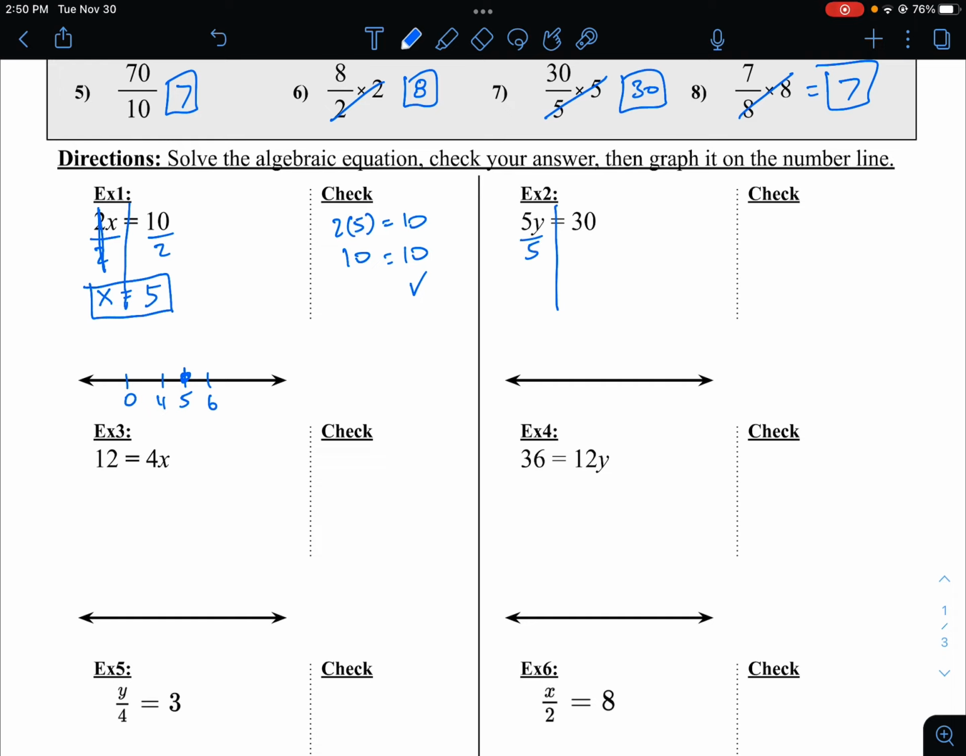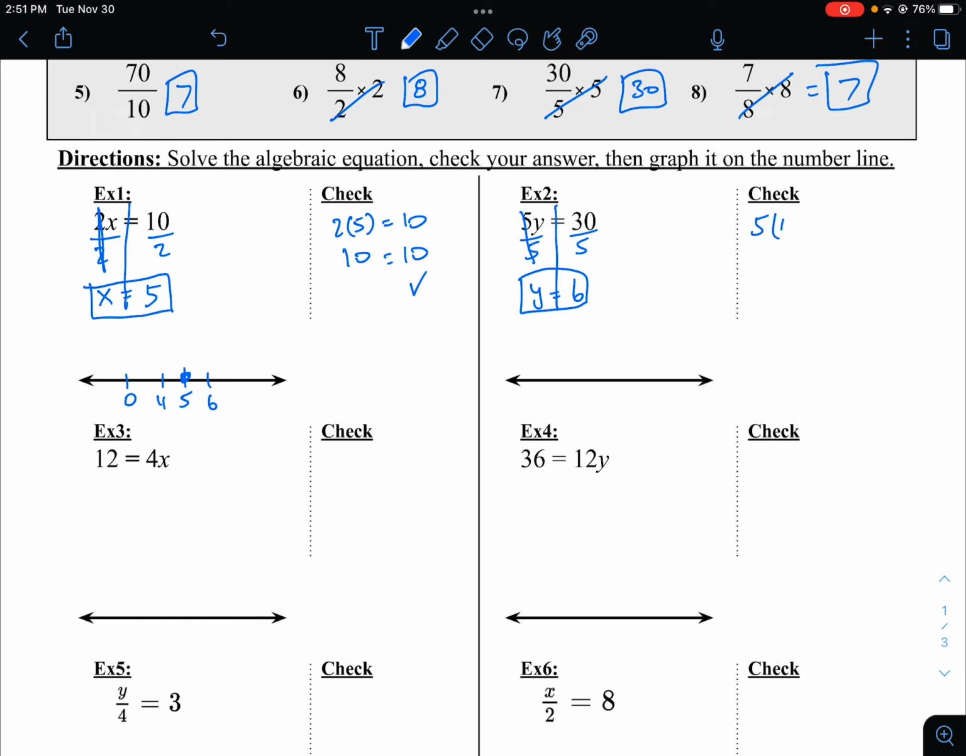Let's cancel out the 5. Let's do it algebraically by canceling out the 5 by dividing by 5. So 5 times y, the opposite of multiplying by 5 is dividing by 5. So if I divide by 5 there, I divide by 5 here, I'm left with y, and that equals 6. Does y equal 6? Let's check our answer.